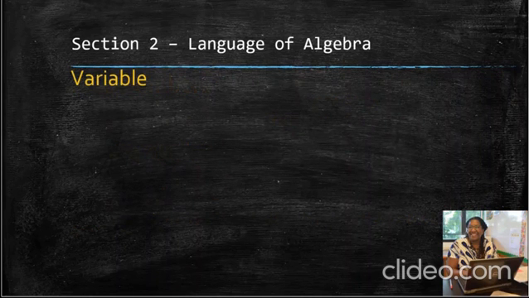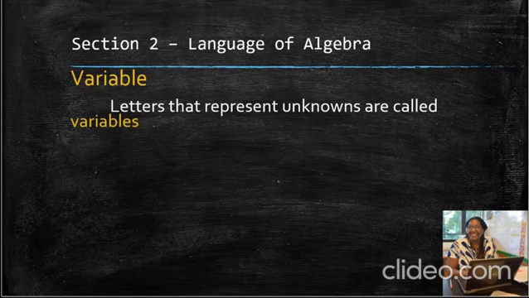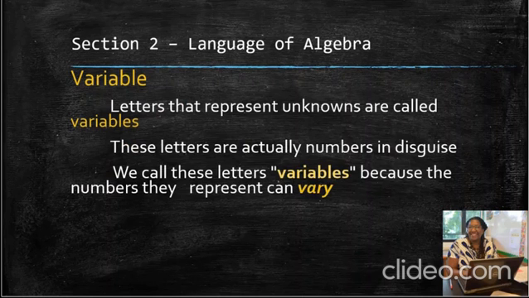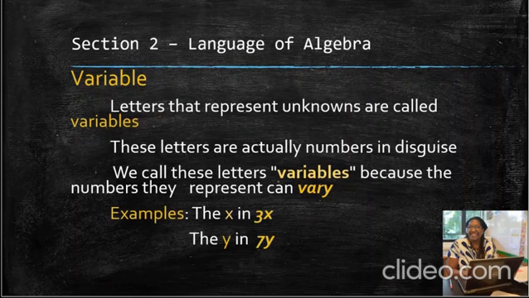The next term is a variable. Variables are letters that represent unknowns. These letters are actually numbers in disguise. We call them variables because the numbers that they represent can vary. Here are some examples. In 3x, the x is the variable, and the y is the variable in 7y.